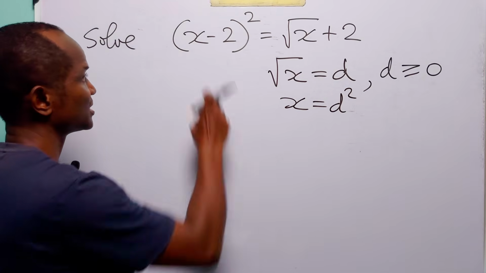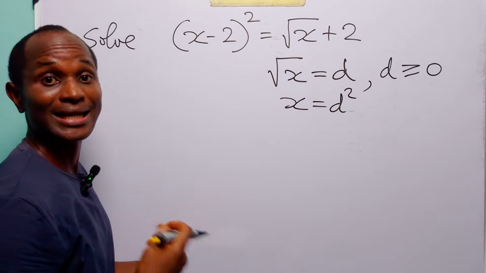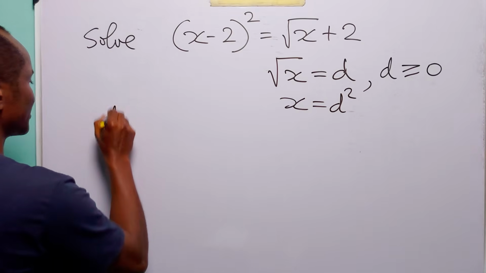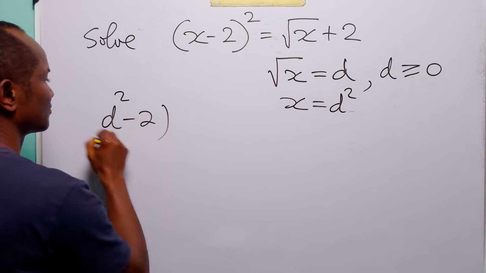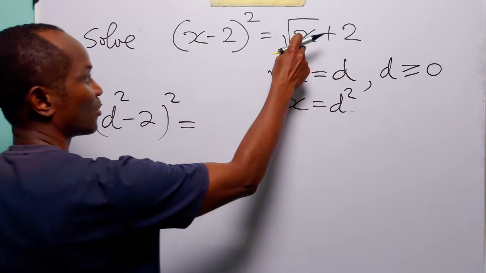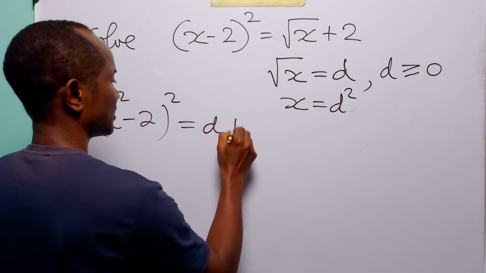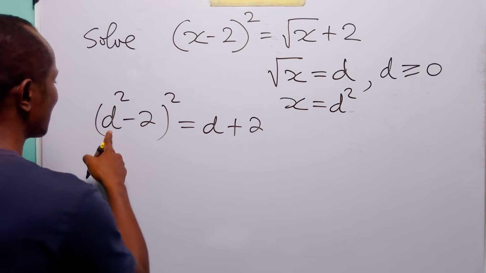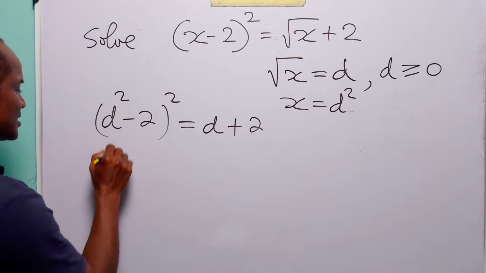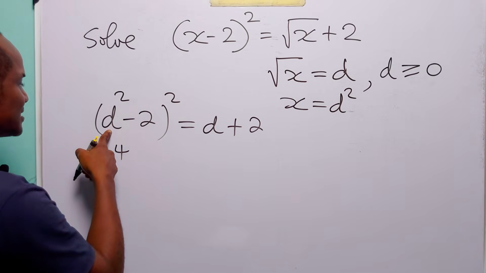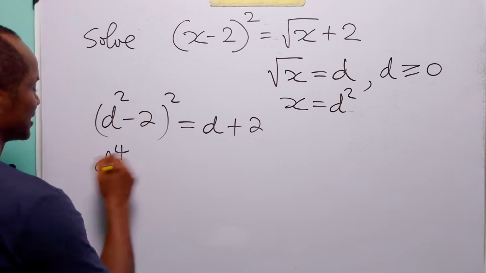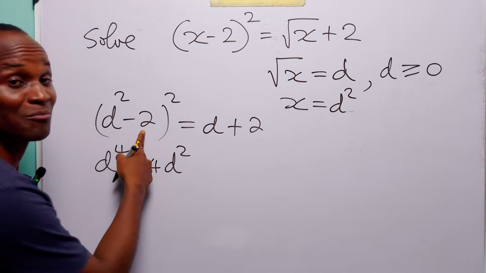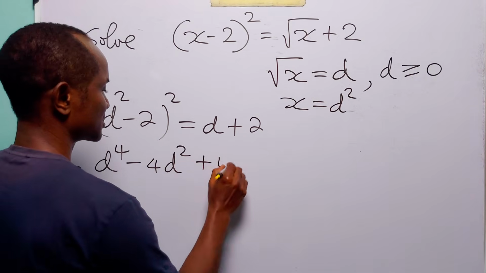Now, the next thing we are going to do is rewrite the original equation in terms of d. So here we have x, which of course is d squared, minus 2 squared, and this is equal to d plus 2. Now let us expand this. We have d squared squared, and of course that is d to the power 4. We have 2 times d squared times minus 2. That is going to give us minus 4d squared. And we have minus 2 squared, which is plus 4.